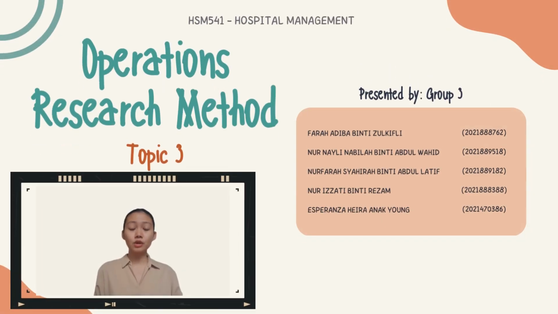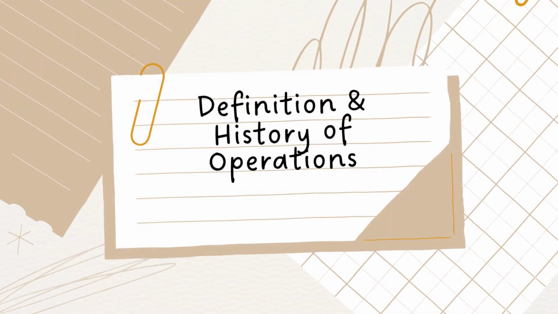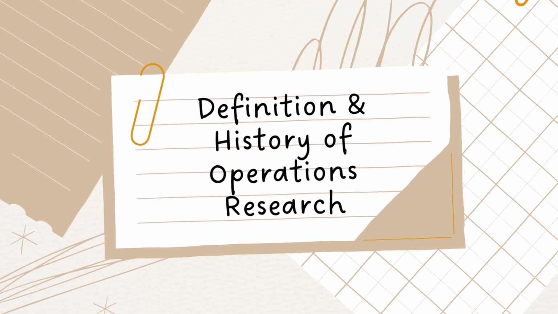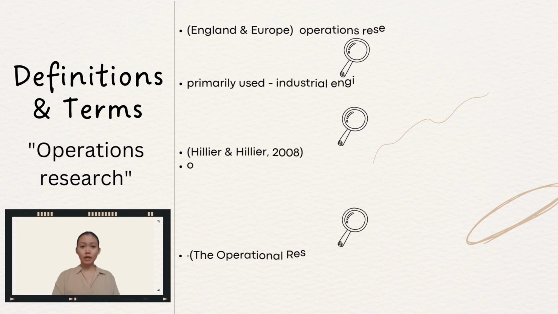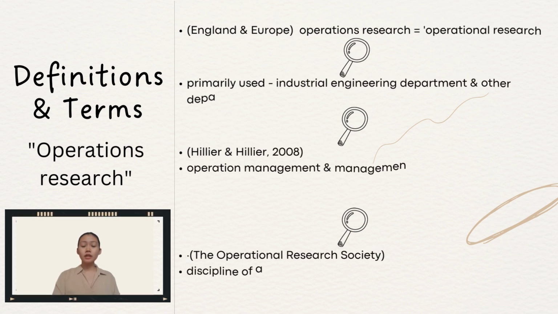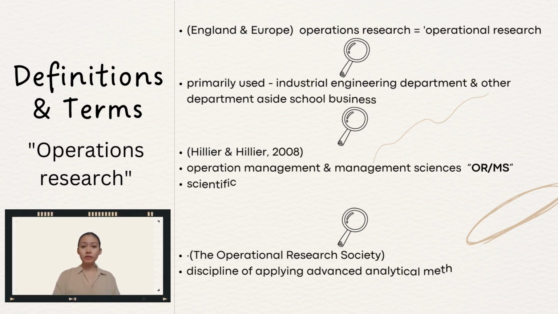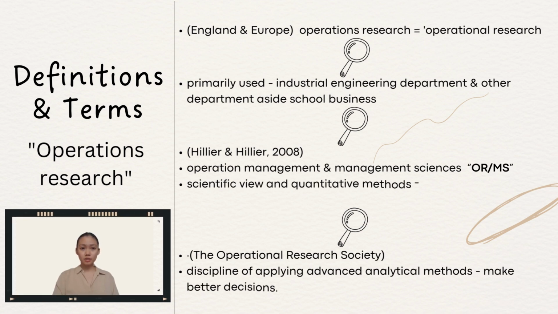In this video, our group will be presenting topic 3 titled Operation Research Method. There are numerous ways to define an operation method. In England and Europe, operation research is called operational research. Operations research is primarily used in the industrial engineering department and other departments besides school of business, which are considered interchangeable.